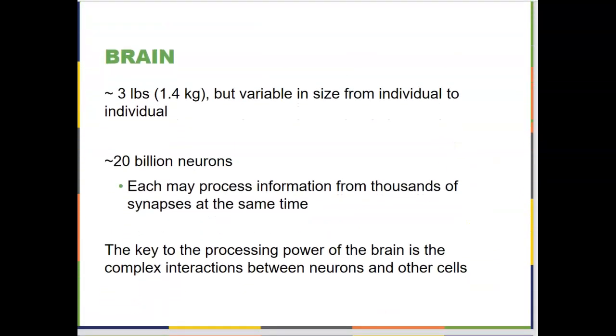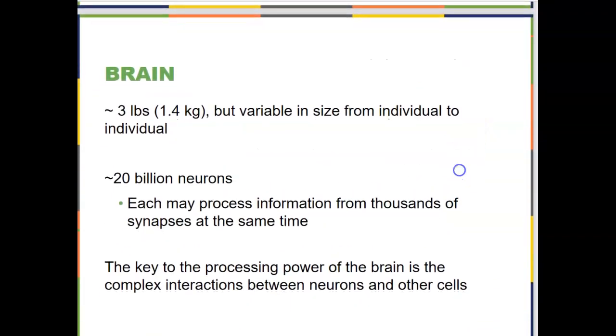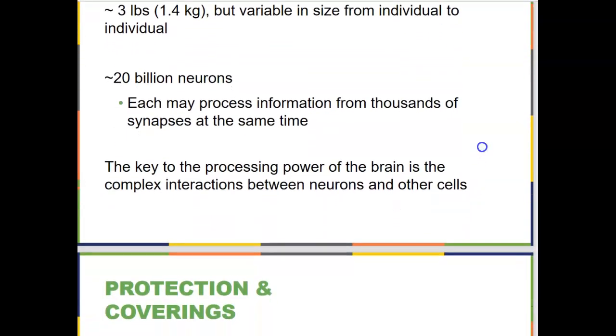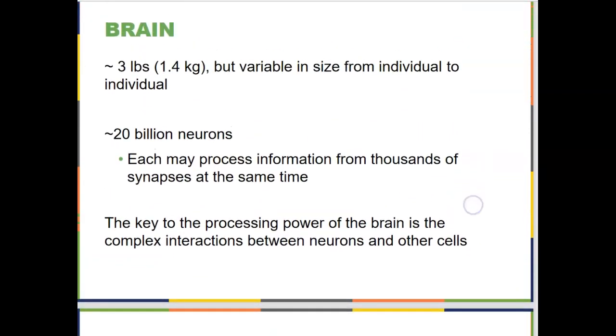So the brain, the most complex organ in our body, weighs about 3 pounds. That's a lot of complexity in a little bitty working space. It can be somewhat variable depending on your body size, but for most people, it's about 3 pounds. It has about 20 billion neurons, so that's more neurons than the stars that you can see when you're out in Yosemite at night. That's a lot of neurons.